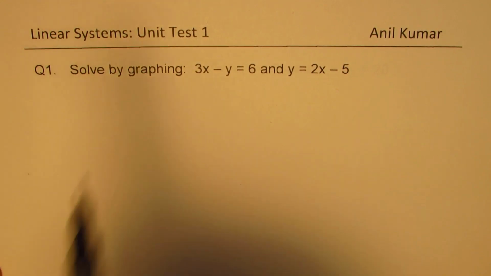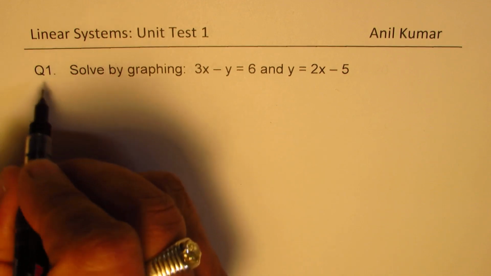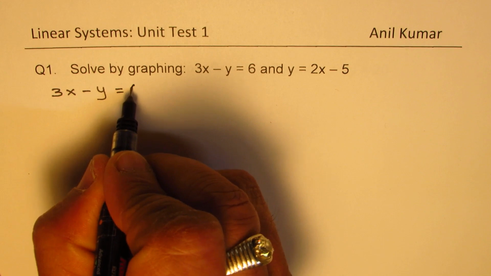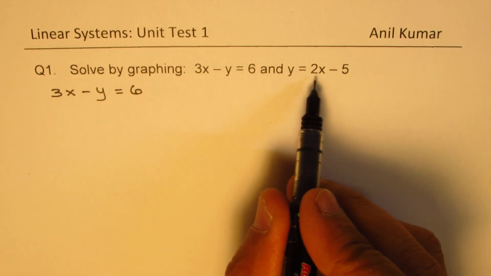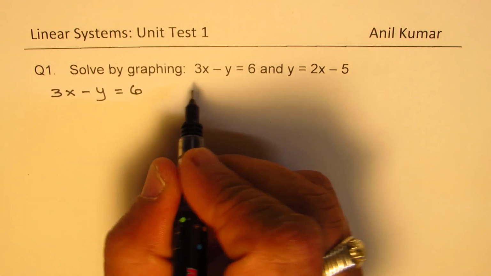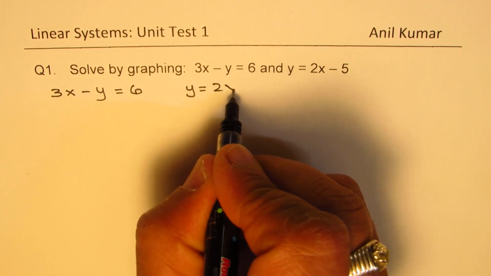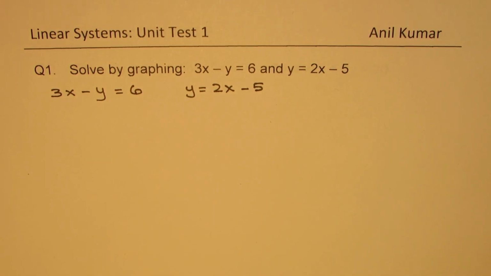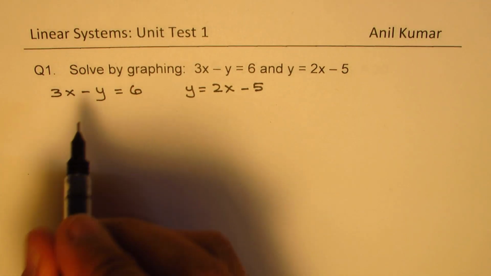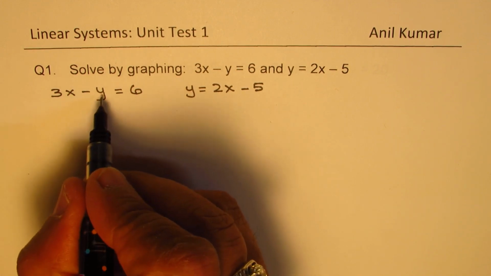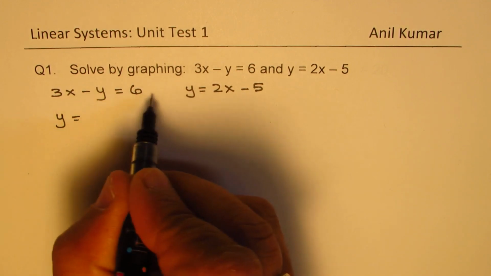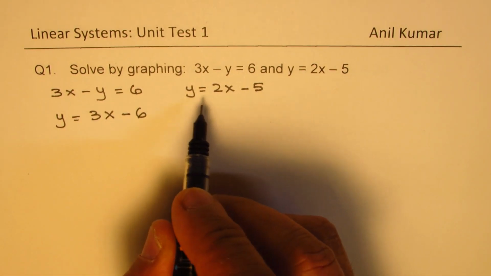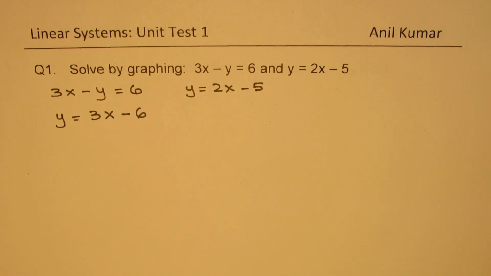Now we are given two equations here. 3x minus y equals 6, and the other one is y equals 2x minus 5. We have to solve by graphing. So to sketch the graph, let me isolate y and write them in slope-intercept form. So I could write this as y equals 3x minus 6, right? And here we have y equals 2x minus 5.